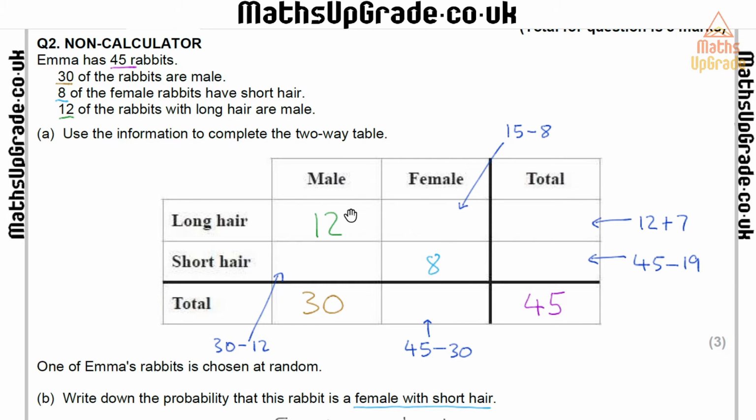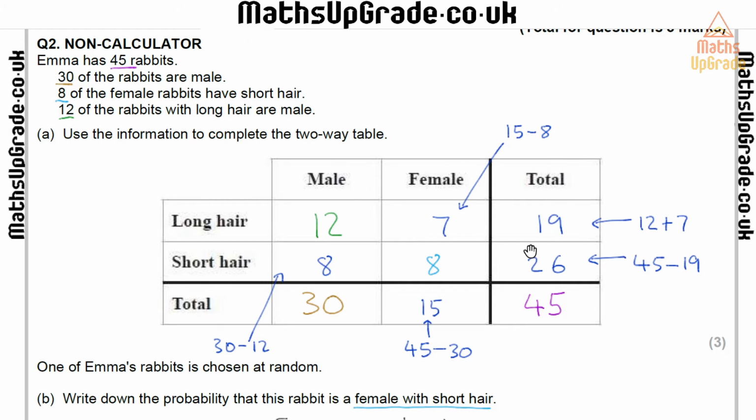Since this is now 7, I can do 12 plus 7, which is 19. And then I can also do 45 minus that 19, which gives me 26. So there's the values there. I filled in these values first from the information, then I found the blue values afterwards. There's a certain order in which you need to do any two-way table. That's 3 marks for that question.